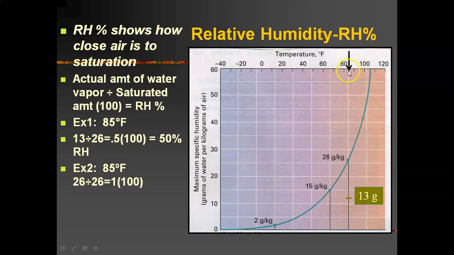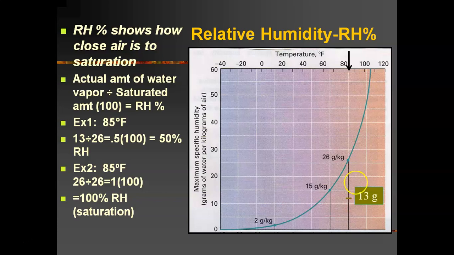Let me just give you another example. Now, we're at the same temperature, 85 degrees, and let's say the actual amount of water vapor in the air is 26 grams. We know, according to this figure, that the saturated amount is 26 grams. So you just do the division, 1, multiply it by 100 to get a relative humidity of 100%. And so the air is saturated. 100% relative humidity means you're filled on up, and saturation means 100% relative humidity.